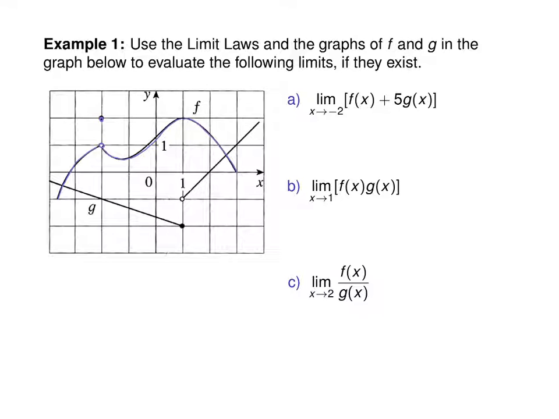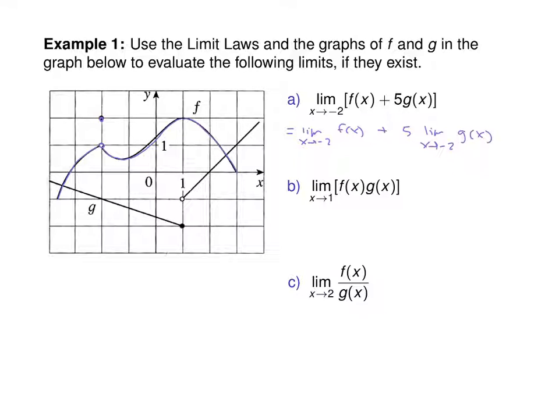Okay, so we're going to find the limit as x goes to -2 of f of x plus 5 times g of x. So using those properties, we can make this into the limit as x goes to -2 of f of x plus 5 times the limit as x goes to -2 of g of x. That officially used what two properties on that list? The first and the third, exactly.